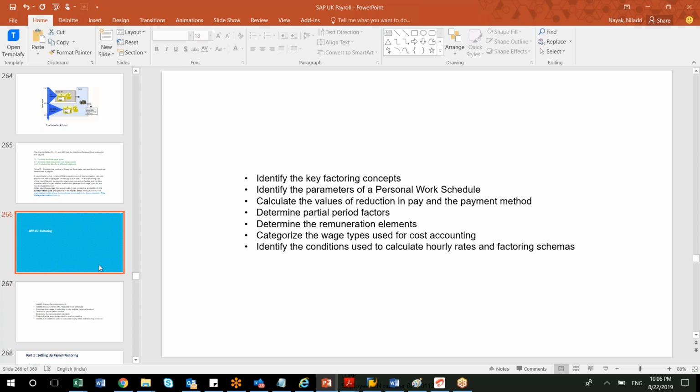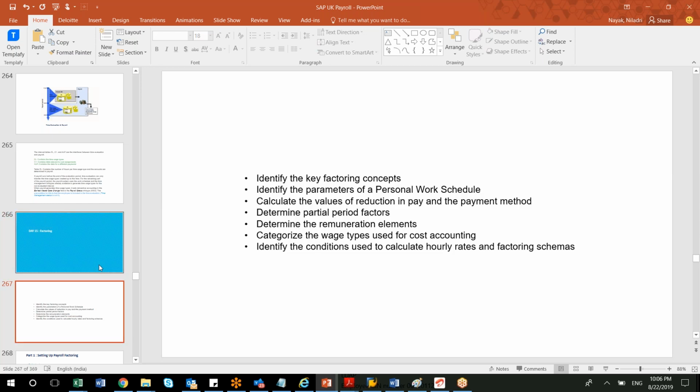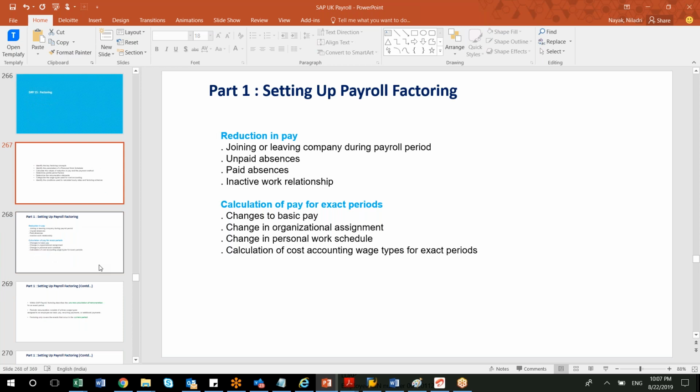We will be covering the key factoring concept, and also how to see the partial period factors and how they affect your payroll. I will explain the concept, as well as the different schemas, and inside the schema how to see those factors like /801 and /802. There are 16 partial period factors. I'll explain those, show them in the system, and show how it behaves. That is today's agenda.